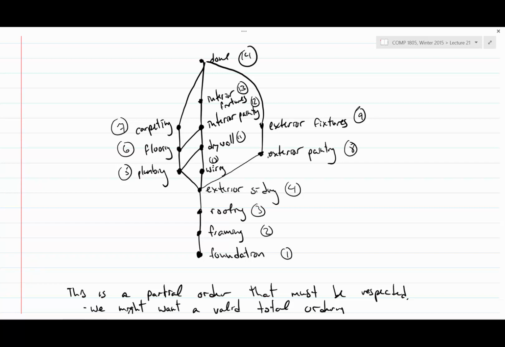Okay, so it wouldn't be unreasonable on a final exam, for example, to be given a partially ordered set, perhaps as a Hasse diagram or perhaps as a description, and ask you to compute a valid total ordering. That would be something that's pretty reasonable.